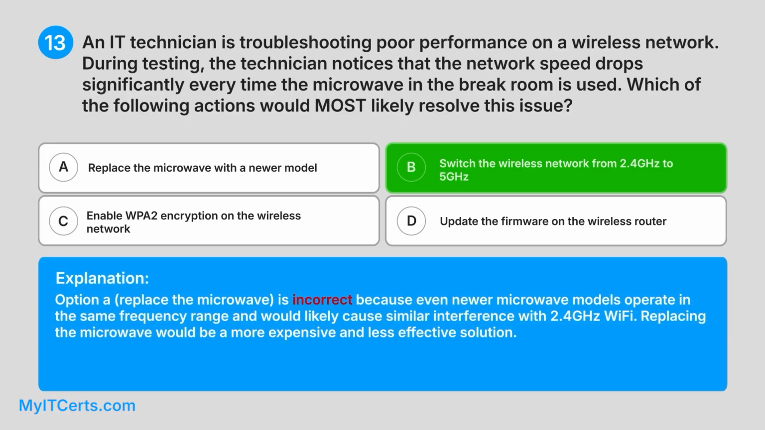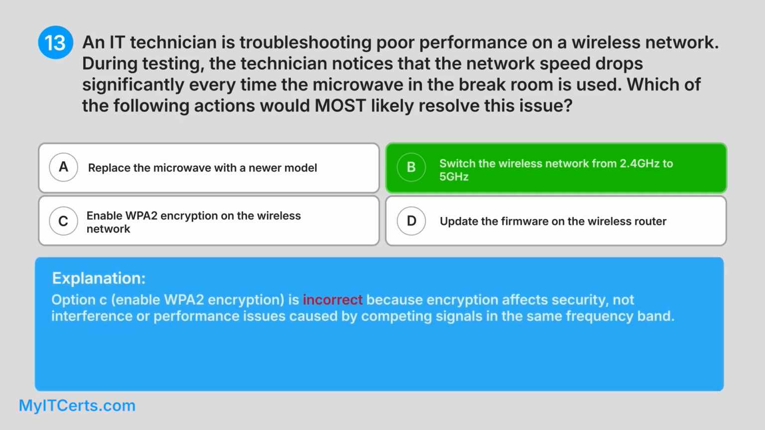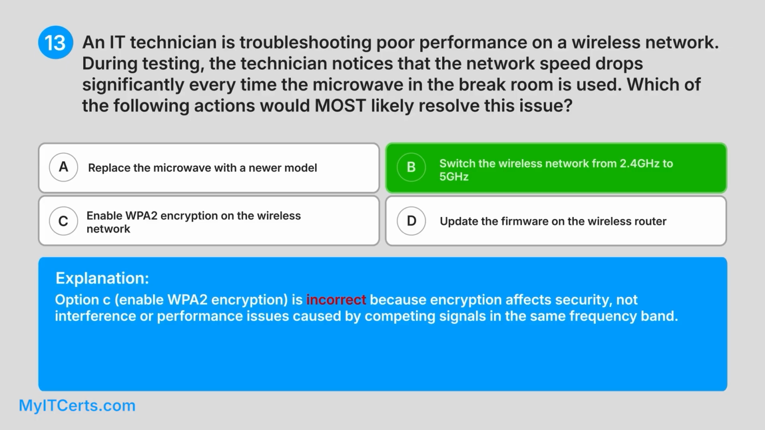Option A is incorrect because even newer microwave models operate in the same frequency range and would likely cause similar interference with 2.4 GHz Wi-Fi. Replacing the microwave would be a more expensive and less effective solution. Option C is incorrect because encryption affects security, not interference or performance issues caused by competing signals in the same frequency band.